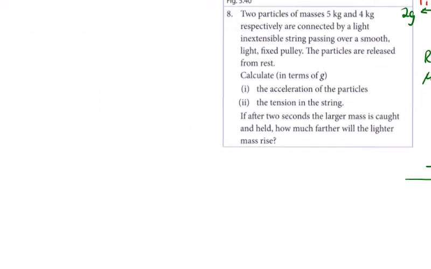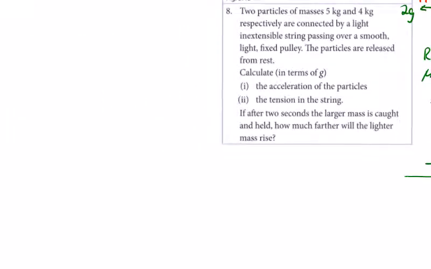Okay, number 8. Two particles of mass 5 and 4 are connected by a light, inextensible string passing over a smooth, light, fixed pulley. So just a quick sketch. It's looking something like this, and we have a 5 and a 4. The particles are released from rest and calculate in terms of g the acceleration and tension.